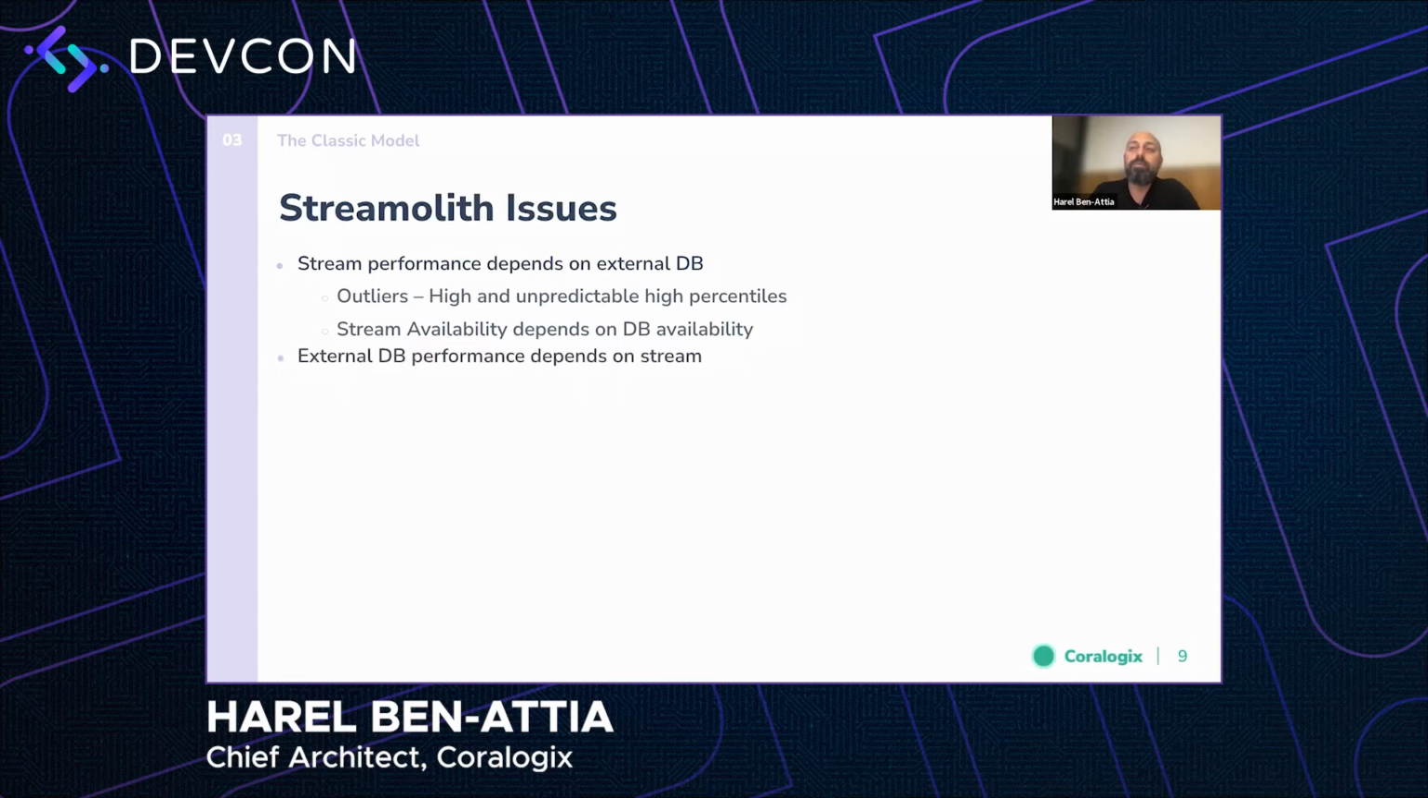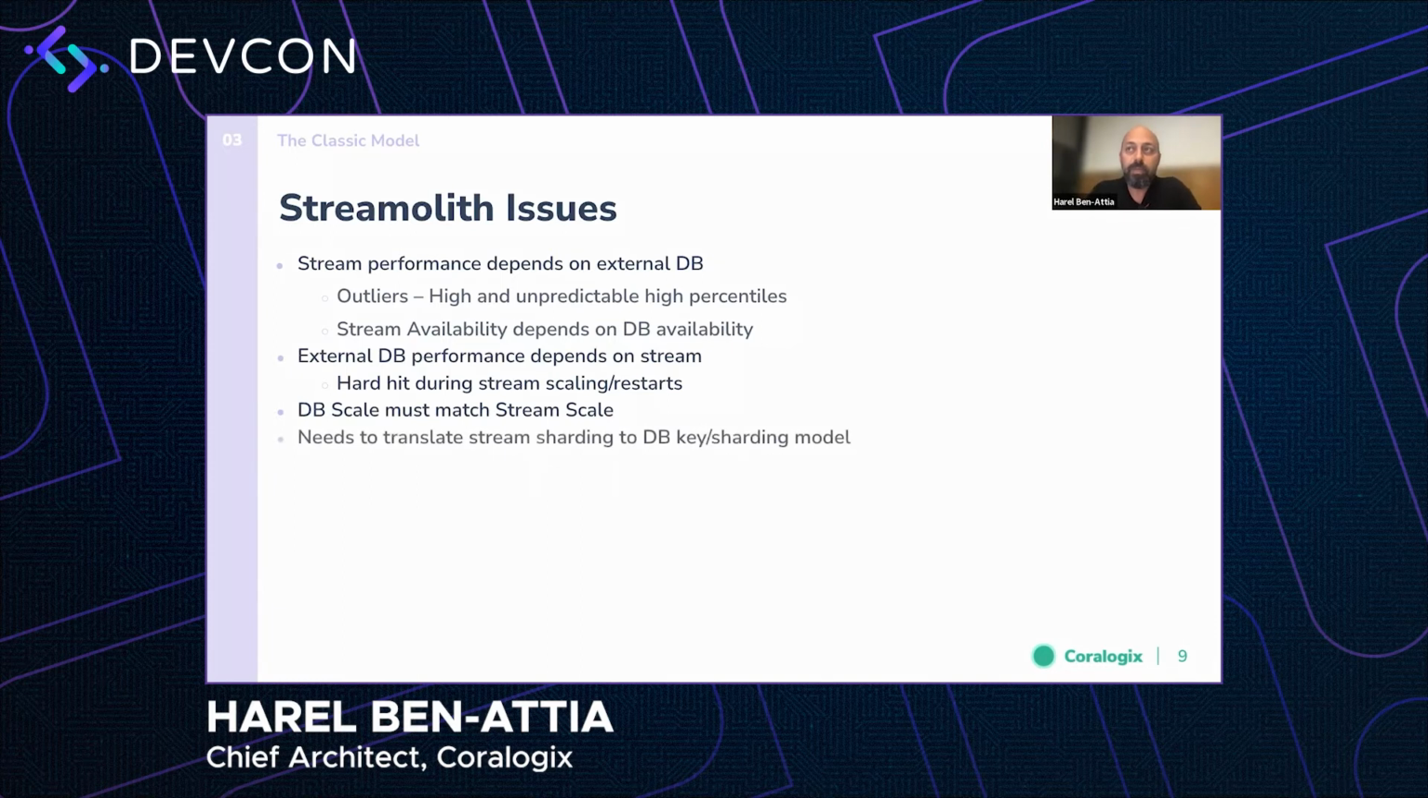The database performance was directly dependent on the stream as well. Scaling the stream caused a significant impact on the database, and also led to very large startup times of new stream processes. The stream scale was effectively bounded by the scale of the database. Every time we needed to scale the stream, we had to account for it in the scale of the database itself. And last but not least, we had to match the sharding model of the stream to the sharding model and key model of the database, which was very complex and led to a lot of maintenance effort, essentially slowing the evolution of our system.